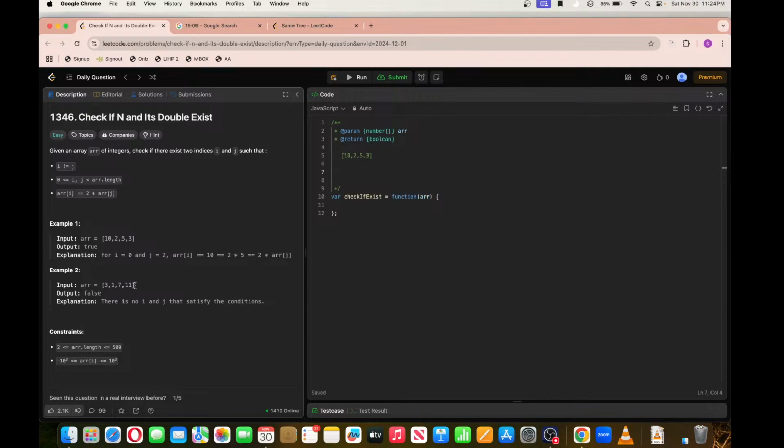So if I find any two numbers that satisfy this condition, then I should return true, otherwise false. Okay, I understood the question. So the constraints are array length 2 to 500, and array[i] from minus 10 to the power 3 to 10 to the power 3.